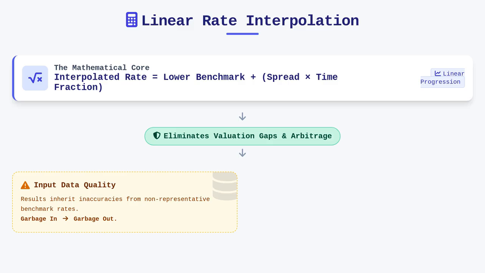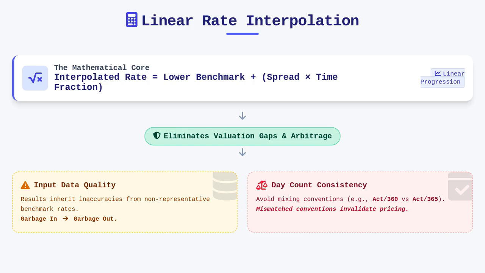It is important to emphasize that this method relies heavily on the quality of your input data. If your benchmark rates are not representative of current market conditions, your interpolated result will inherit those inaccuracies. You must always ensure that the day count conventions used for your benchmark rates are consistent with the conventions of the instrument you are pricing. Mixing conventions, such as using Act/360 for one leg and Act/365 for another, will invalidate the interpolation and lead to incorrect pricing outcomes for your portfolio.